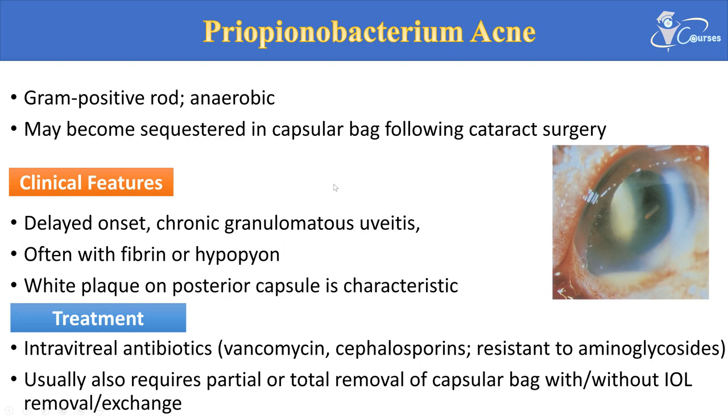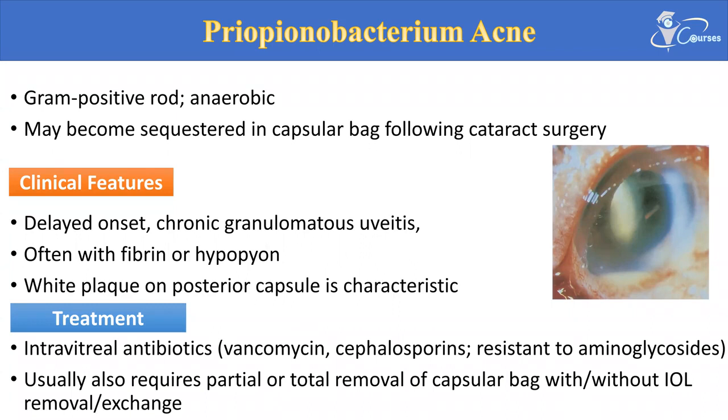Treatment for this case will be intravitreal antibiotics such as vancomycin or cephalosporins. This organism is resistant to aminoglycosides, but usually antibiotics are not very effective because the organism is already enclosed within the capsular bag, making it immune from the effect of the antibiotics. So usually the treatment should be partial or total removal of the capsular bag with or without intraocular lens removal or exchange.